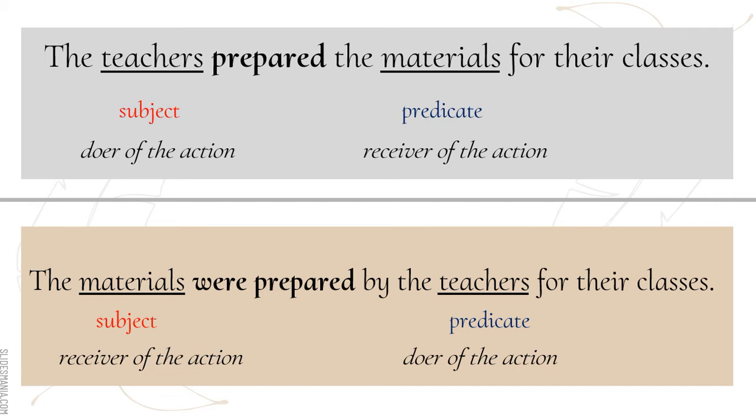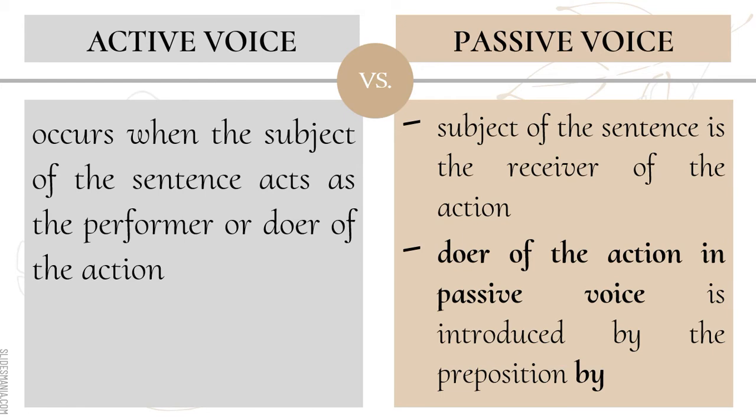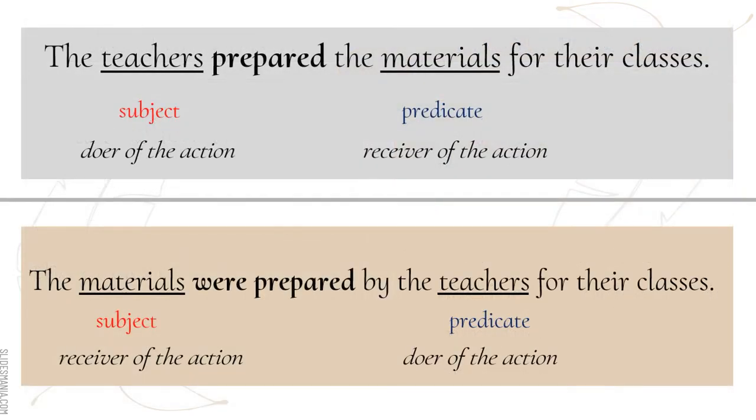Now, for the second example: The materials were prepared by the teachers for their classes. So, let us go back to the definition of the passive voice. It says that in passive voice, the subject of the sentence is the receiver of the action. And then, in passive voice, the doer of the action is introduced by the preposition by, the word by.